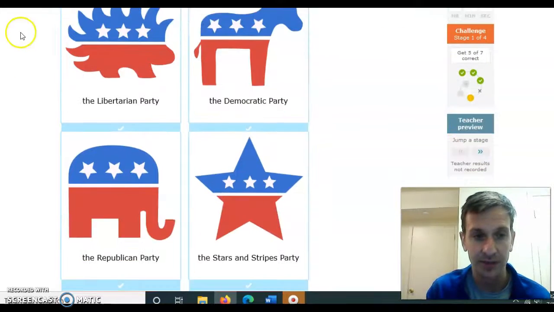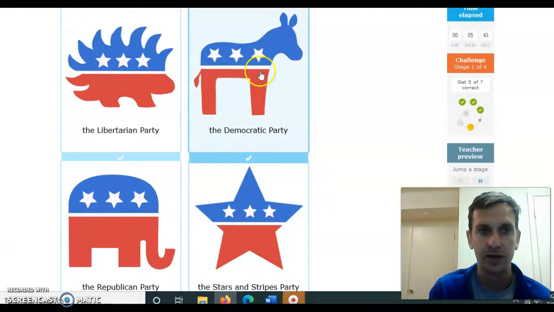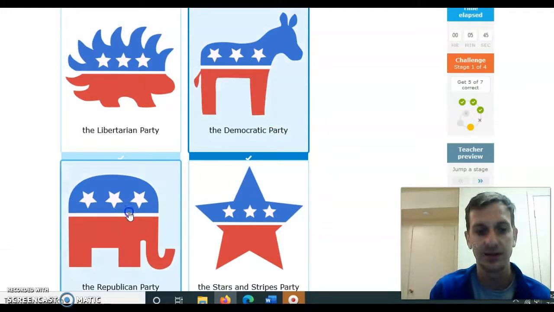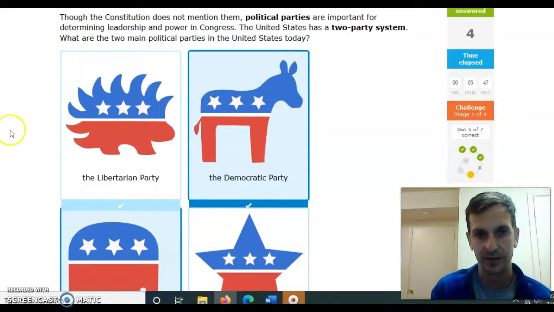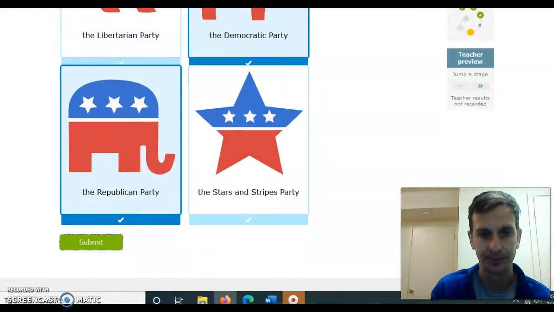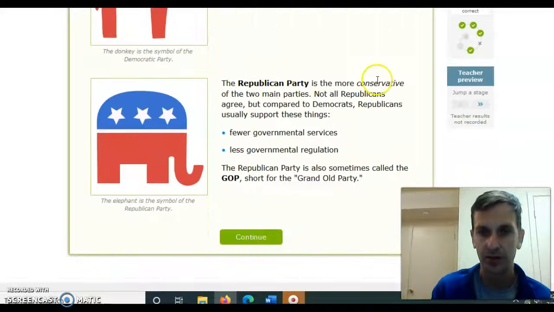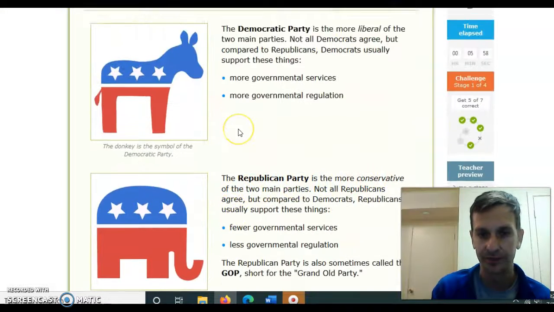The 2 political parties: Libertarian, Democrat, Republican, Stars and Stripes. We should all know that the 2 political parties are Democrats and Republicans. The donkey and the elephant. Okay? Democratic Party is more liberal. Republican Party is more conservative.